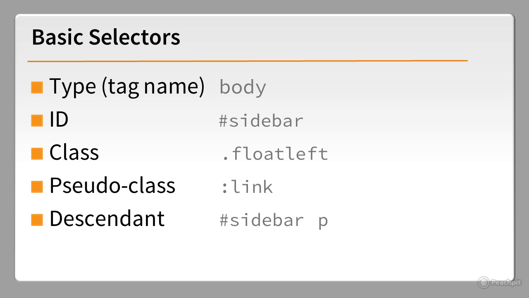Descendant selectors target elements nested inside others. The selector for the outer element comes first, followed by a space, then the selector for the nested elements. This example targets paragraphs inside an element with the ID sidebar. Now let's take a look at other useful selectors.